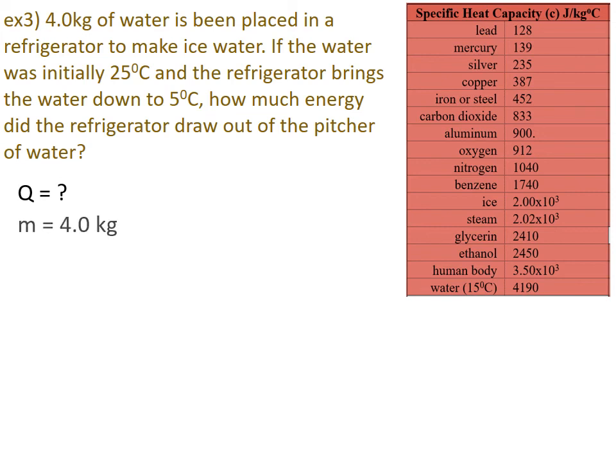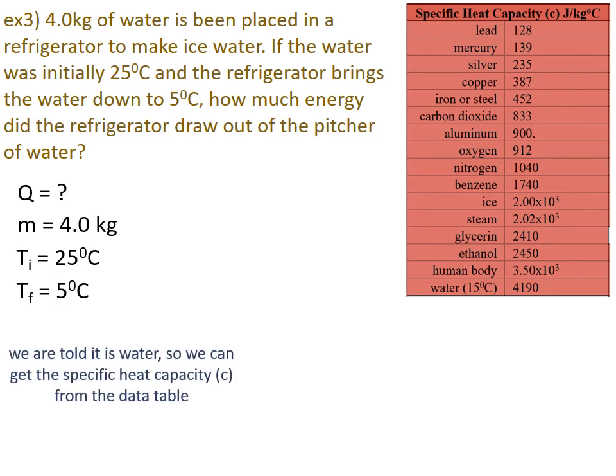4 kilograms is our mass. We're starting at 25 degrees Celsius, and in the end, the fridge is going to reduce the temperature down to 5 degrees Celsius. And we know that the specific heat capacity is 4,190 because we are told that this is water, so we can get the specific heat capacity from the data table.